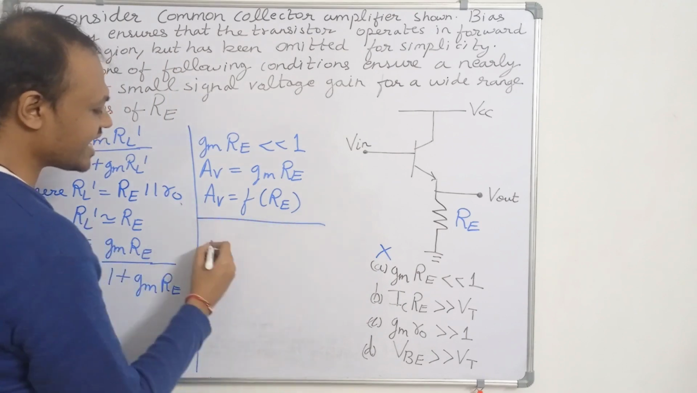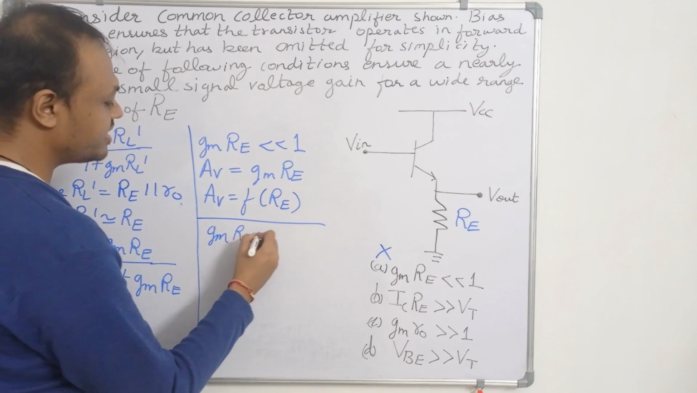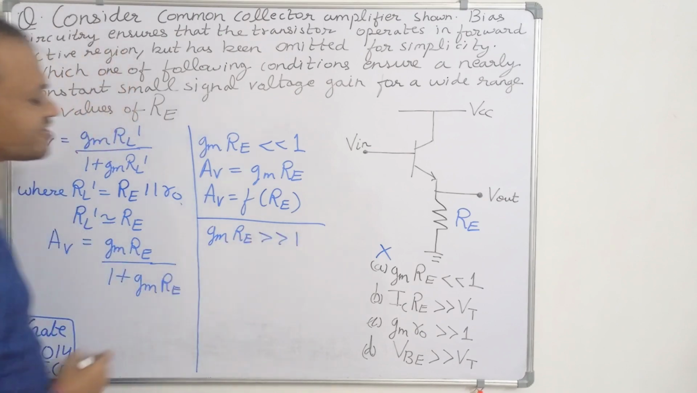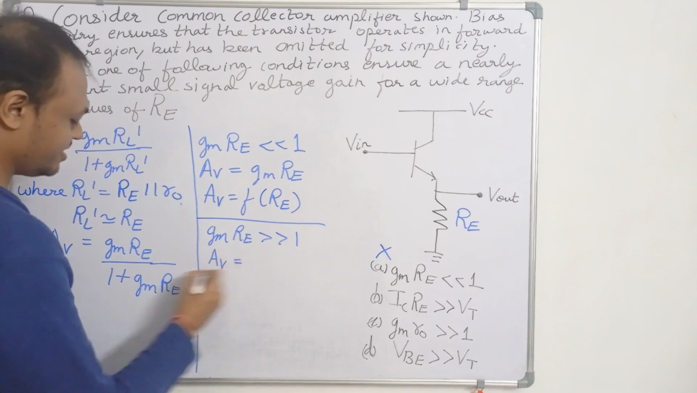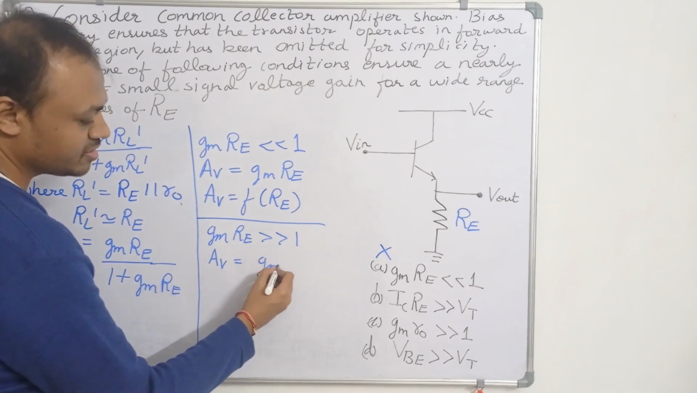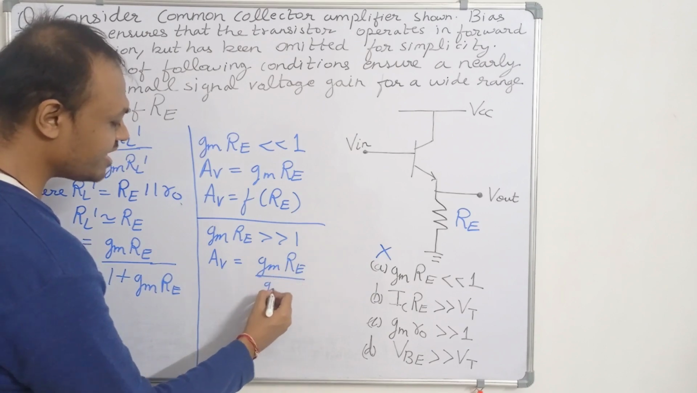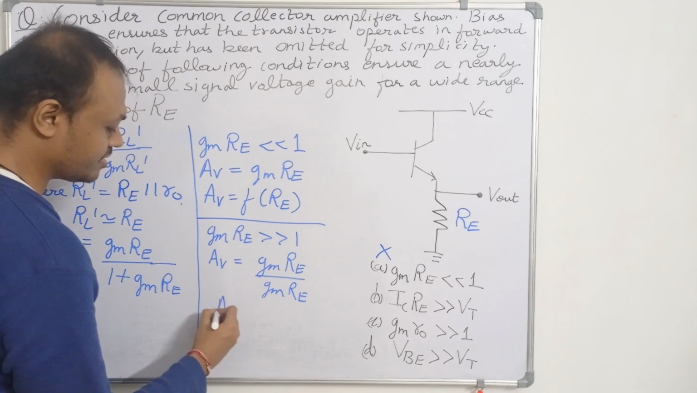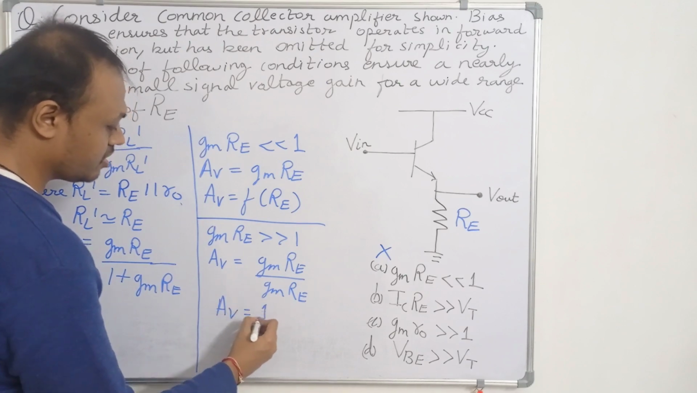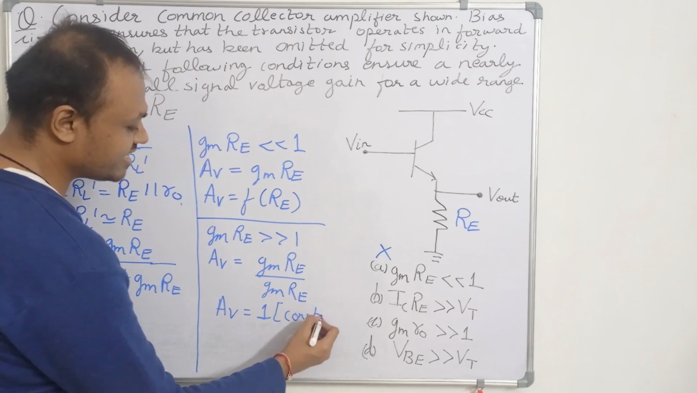Now we will take the second condition. gm Re is very much greater than 1. If gm Re is very much greater than 1, then this 1 can be neglected. So the equation will become gm Re upon gm Re, so AV will become equal to 1. And 1 is a constant. So this is the correct condition.